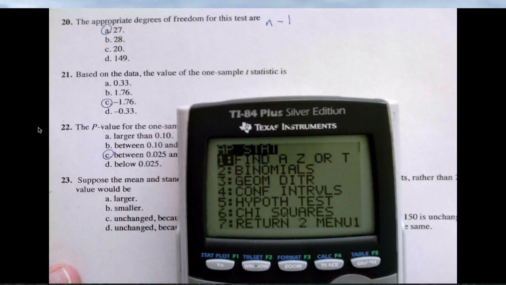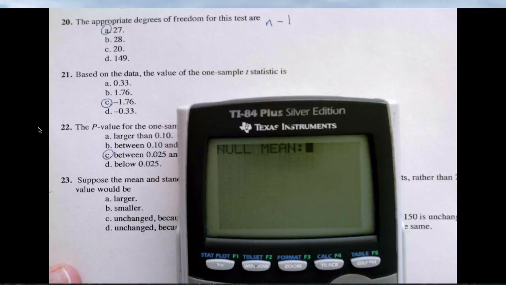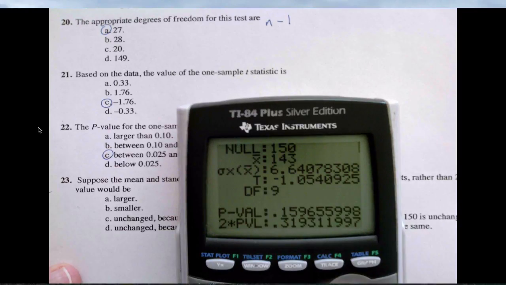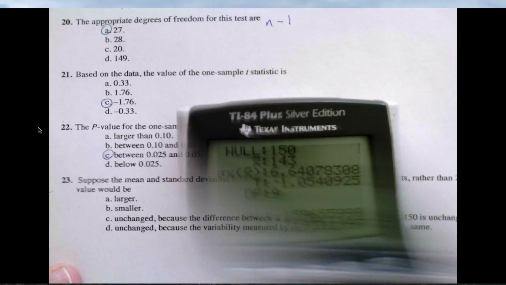Okay, so if I go back to the hypothesis test on a mean, the null was 150, the sample mean was 143 with a standard deviation of 21. Now we decrease the sample size down to 10 and run it as a t-test, and we're going to see that the p-value is much greater.